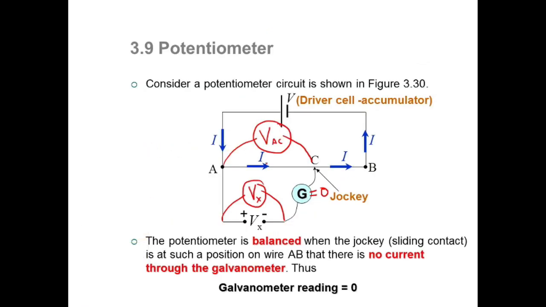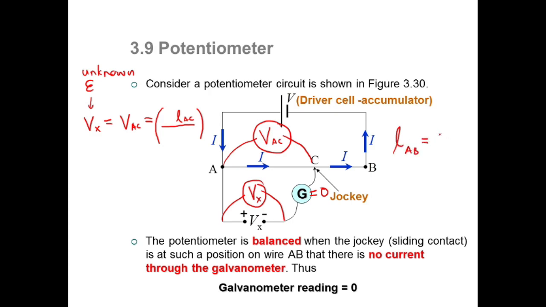Then how do we calculate the voltage across EMF X? The voltage across X equals the unknown EMF. Vx equals VAC. From the previous lesson, we already learned about the voltage divider, so the concept is the same. We just make the ratio of the length AC divided by the total length of the potentiometer, the length of AB.